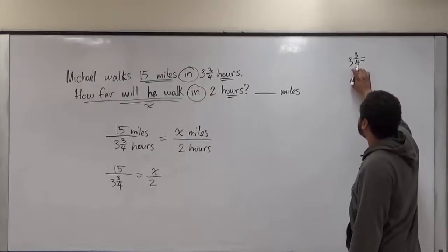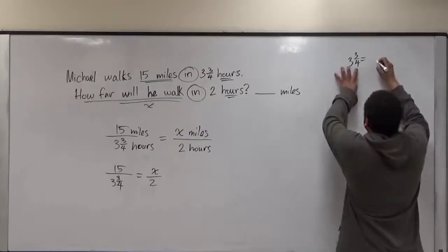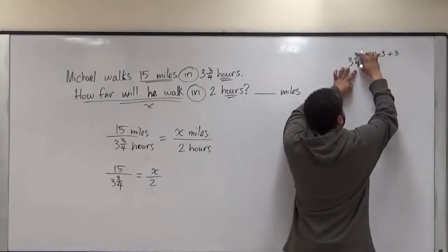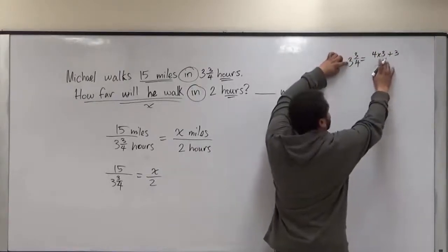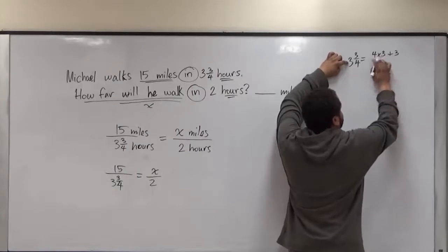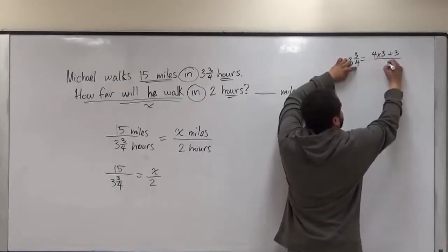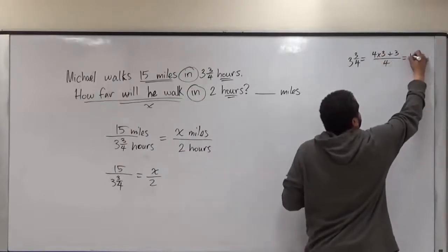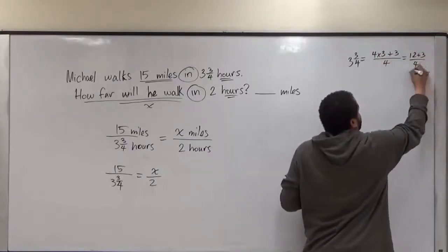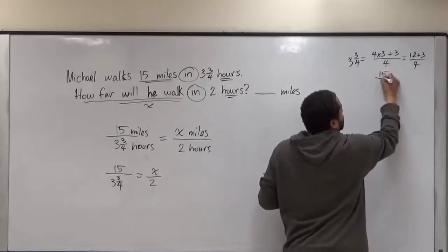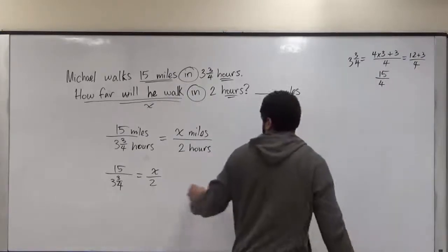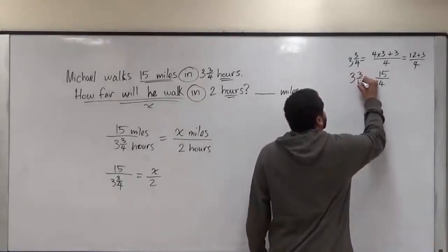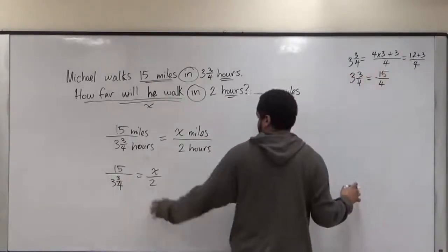So we're multiplying the denominator with the whole number, 4 times 3, plus the 3. This 3 up here is from the numerator, and this is coming from the whole number. We're multiplying these two, adding this, and dividing by the same 4 down here. So we get 4 times 3 is 12. 12 plus 3 over 4 gives us 15 over 4. So this is our 3 3/4. Once we have this conversion, it makes the problem a lot easier.